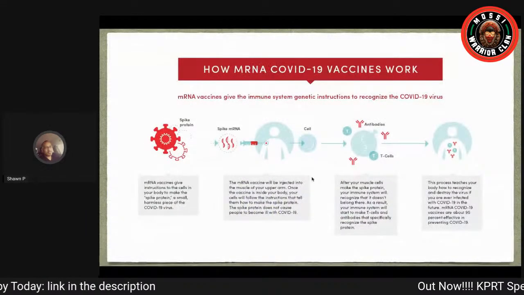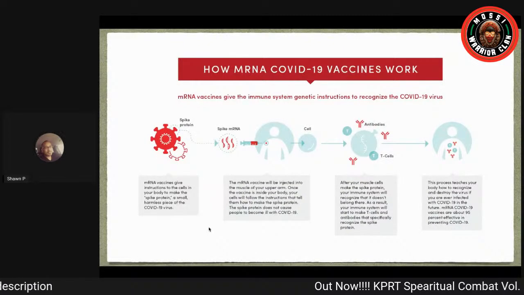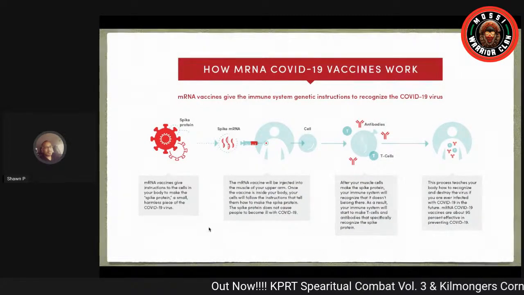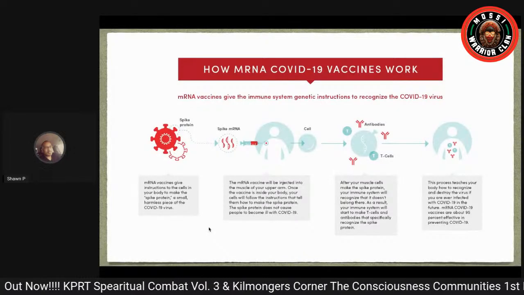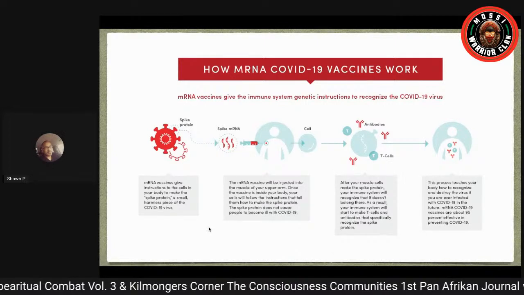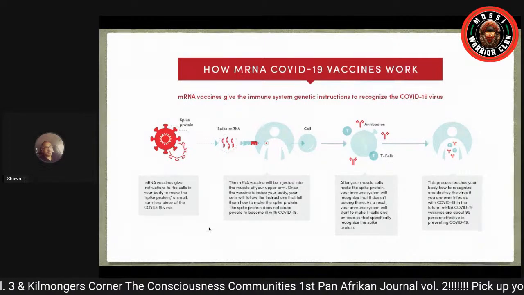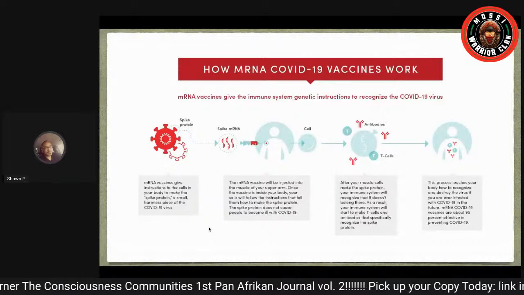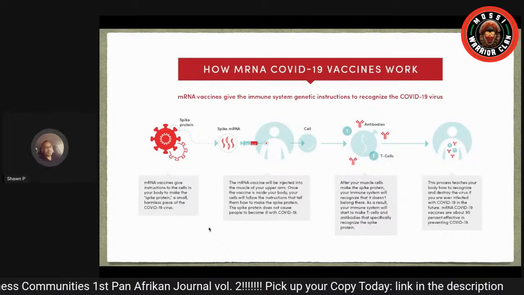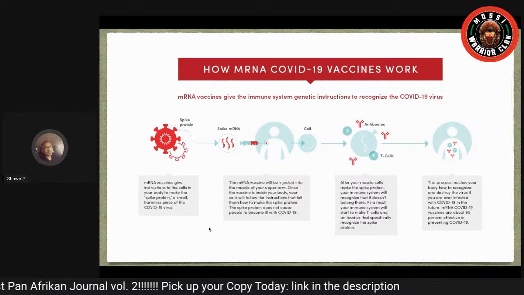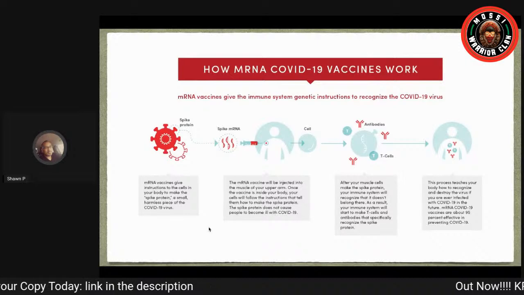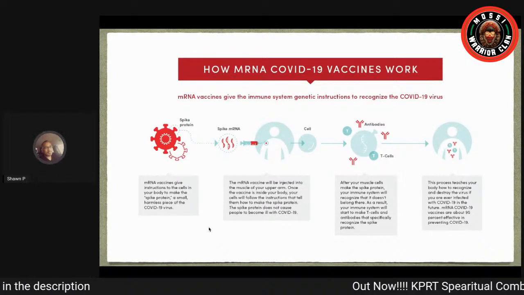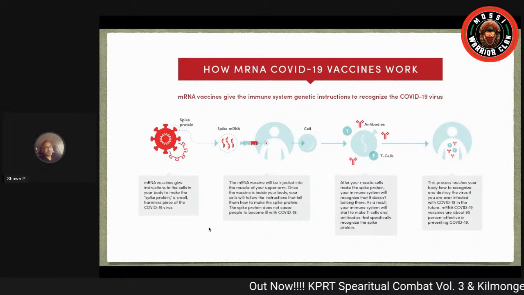All right. So how mRNA COVID-19 vaccines work. All right. So there's a process. Now, mRNA vaccines give the immune system genetic instructions to recognize the COVID-19 virus. You have your spike protein, which is the spike mRNA. All right. So you have the mRNA going into your arm, your upper arm, the fatty side, where the tissue's at. And that's where it needs to go because it needs to latch on to that fatty stuff in your muscle. Now it's going to get into your cell.